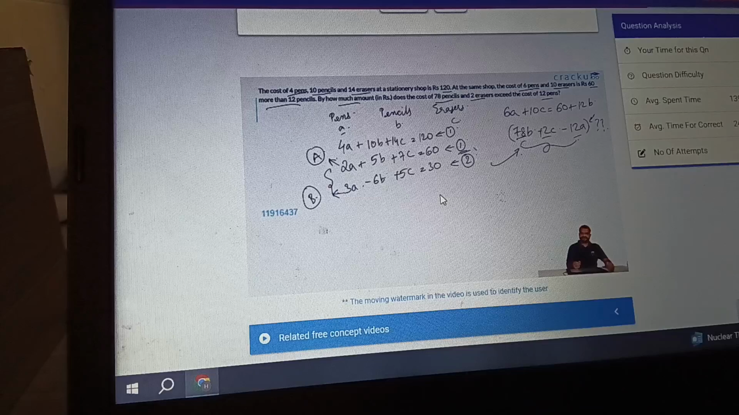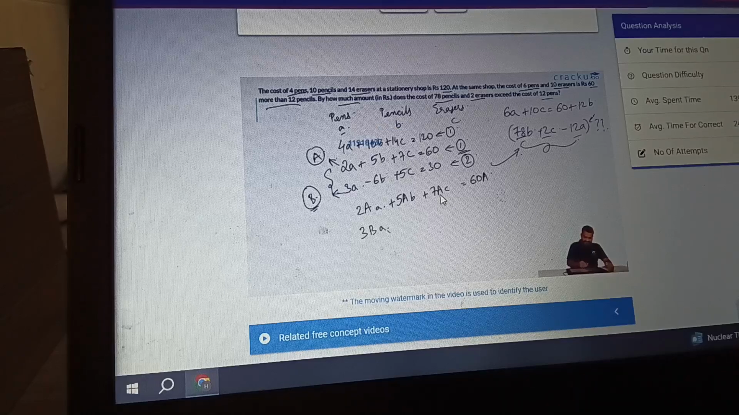We are going to simply calculate and equate each of the coefficients. If you multiply the first equation by A, you are going to get 2A into small a plus 5A into small b plus 7A into small c is equal to 60A. And if you multiply the second equation by B, you are going to get 3B into small a minus 6B into small b plus 5B into small c is equal to 30B. Now we are saying that if you multiply by A and B and add them up, the respective coefficient of a will be equal to minus 12, the respective coefficient of b will be 78, and the respective coefficient for c is equal to 2. So let us calculate that.